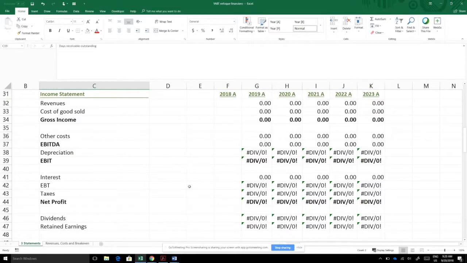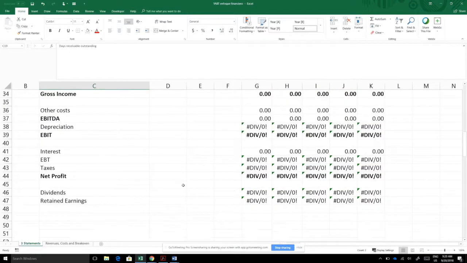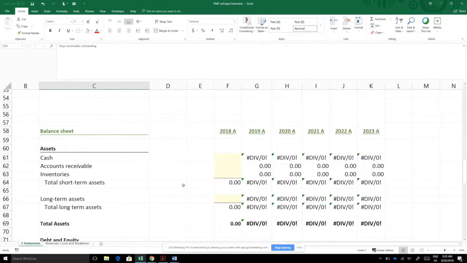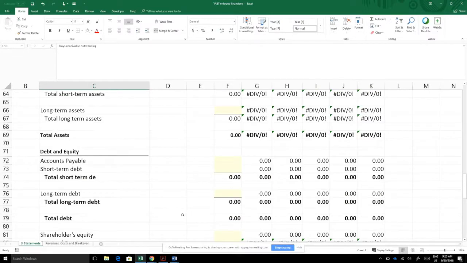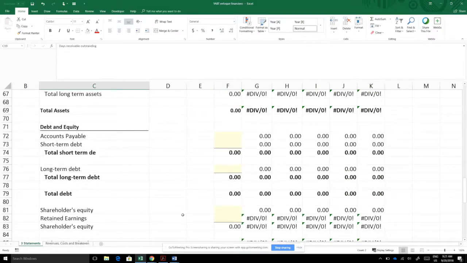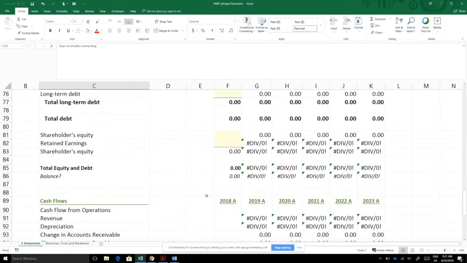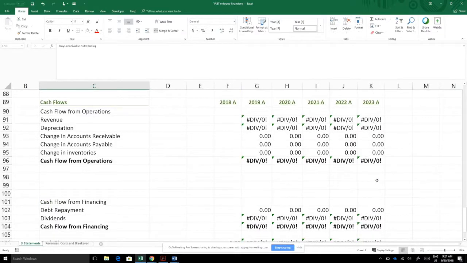It covers everything that you're expecting to be your revenues, your costs, and how much your net profit is going to be. Then the balance sheet, where you would put all your assets, your debt and equity, and at the end, this is going to have to be zero. So you're going to have all your assets being backed up by your debt or by your equity. And then you're going to have the cash flows.